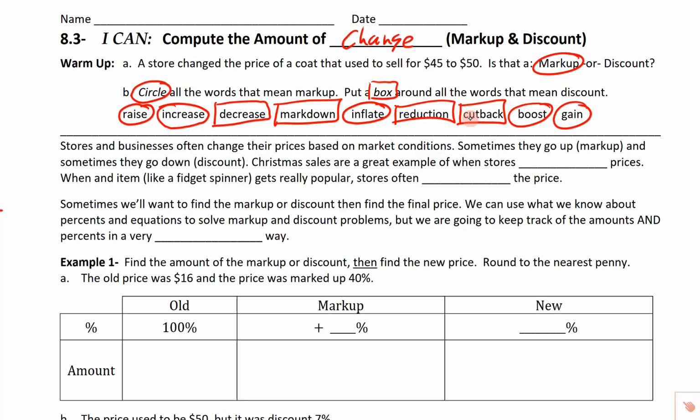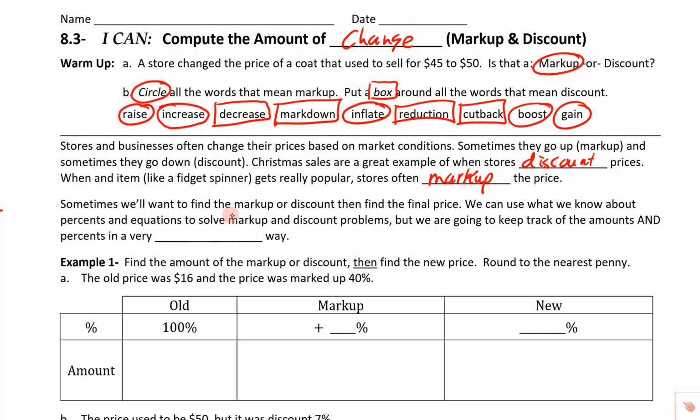Sometimes they go up, and again, we call that a markup. And then other times they'll go down, and we call that a discount. Christmas sales are a great example of when stores discount prices. There are tons of sales around Christmas time. And then there are other times, for example, if something gets really popular, like a fidget spinner or something, then they often jack the price up, so they mark up the price so that they can make more money.